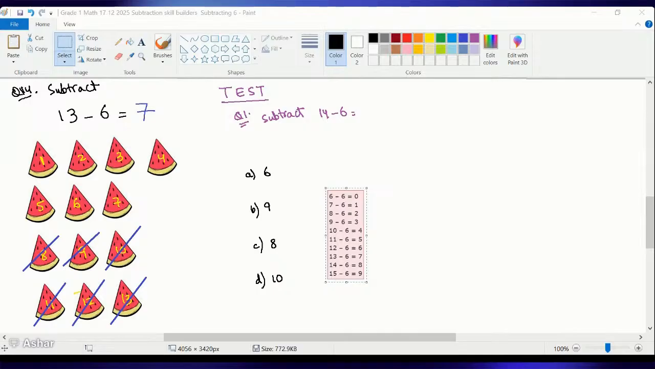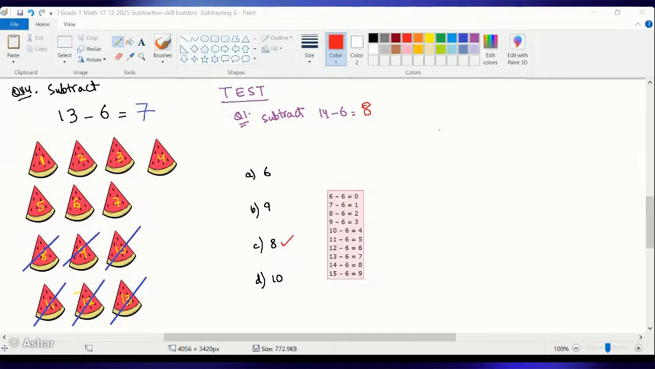14 subtract 6. When 6 is subtracted from 14, we are left with 8. Very good. The option C. We are left with 8, and 8 is in option number C. So let's click on option number C on the website. Okay, so it shows it's a correct answer. So let's go to the next question.